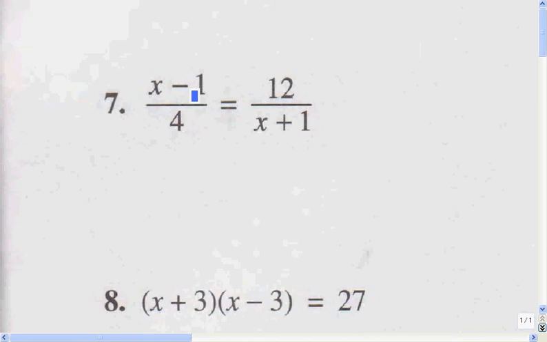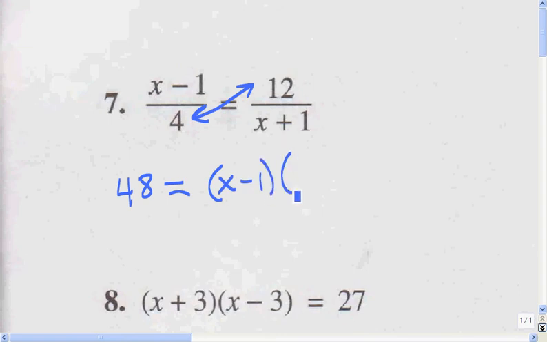Remember I told you that when you have a fraction on both sides, you just cross multiply. So we're going to cross multiply these two here. Okay, we'll do 4 times 12. 4 times 12 is 48 equals x minus 1 times x plus 1.